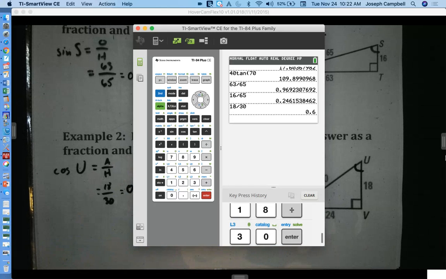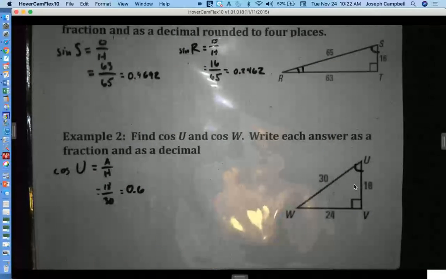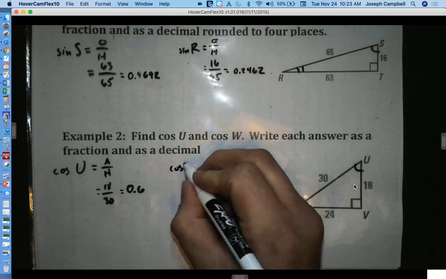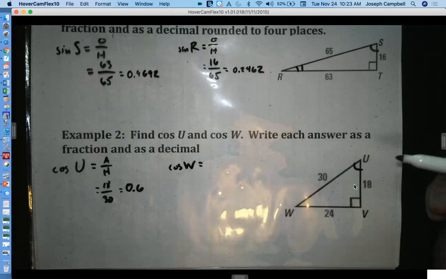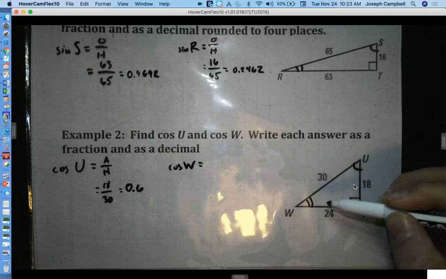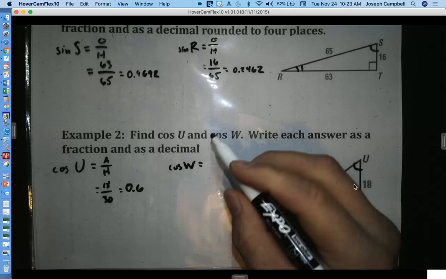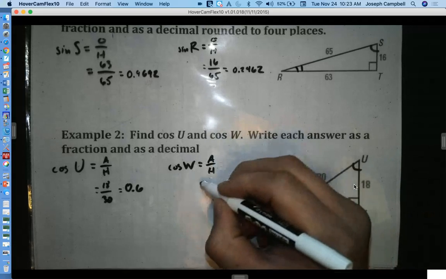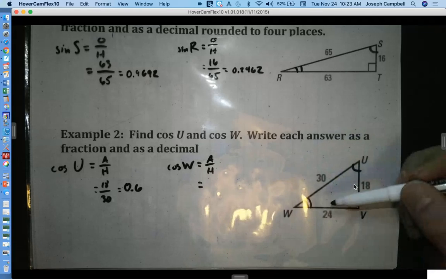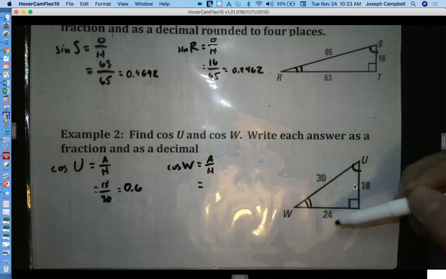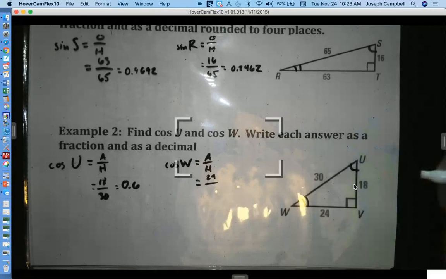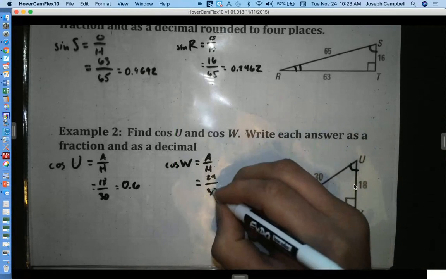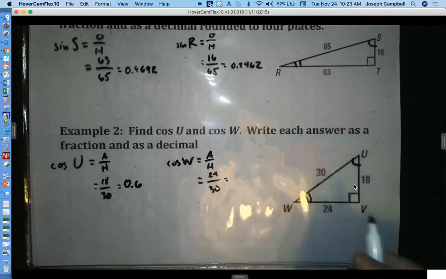All right, guys, I want you to try to figure out what cosine of w is. So pause the video and then figure out what cosine of w is. And see how you can compare it to what I have. All right, so cosine of w. Where's w? W is right here. Okay, so cosine is adjacent over hypotenuse, right? Still adjacent over hypotenuse. The more you write, the more you will remember. So what's adjacent to w? 24 is. And the hypotenuse is still 30. So 24 over 30.